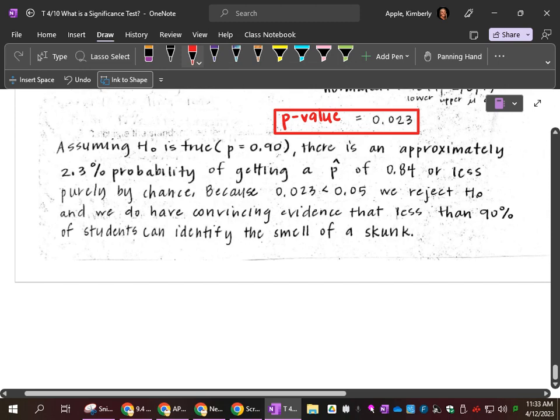And then the next is the second part, which is your conclusion and your decision. Remember, we make a decision based on the P value in relation to alpha, the significance level. Our decision is whether we reject or fail to reject the null. Because our P value is less than alpha, we reject H0. You need to say that. That is your decision. And then your conclusion is that we do have convincing evidence of HA, which is that less than 90% of students can identify the smell of a skunk. So now you see it all put together.